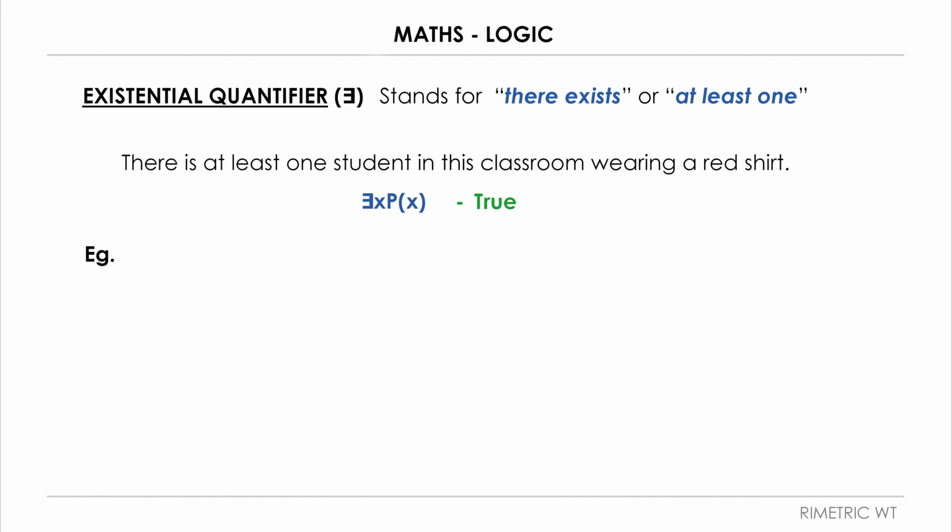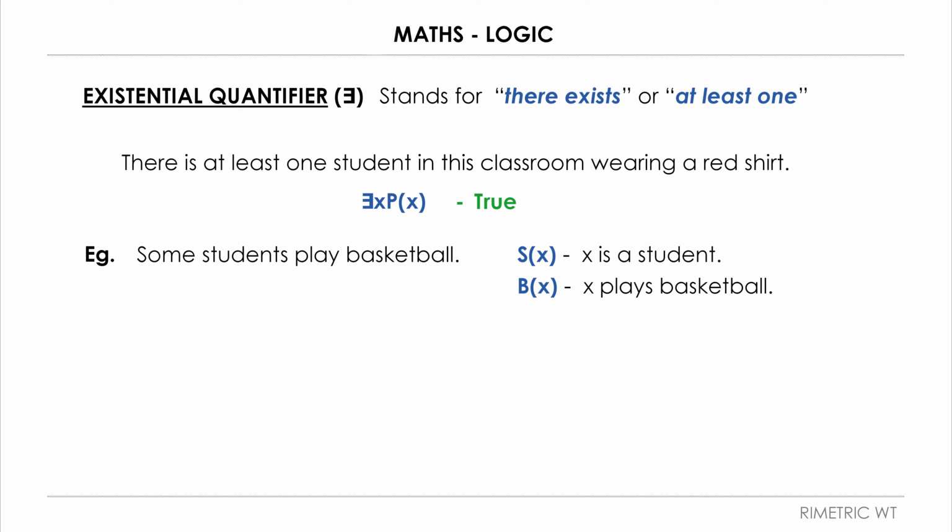Let's see some examples. Here the statement says, some students play basketball. Here the open statement is composed of two predicates, which are S(x), being x is a student, and B(x), being x plays basketball. To express predicates, you can use any letter as long as it is uppercase. So me saying B(x) or S(x) is an arbitrary use of letter. All right, let's get back to our example.